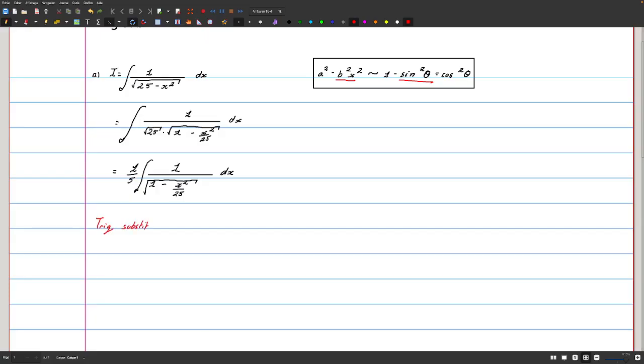So if we write here, trig substitution, we'll say that x squared over 25, so this value, is equal to sine squared of theta. So that means that x squared is equal to 25 sine squared of theta, and that x is equal to 5 sine theta, right? Because we take the root on one side, we take the root on the other.